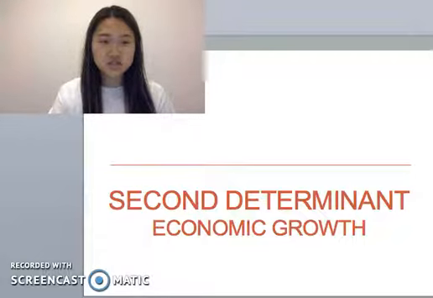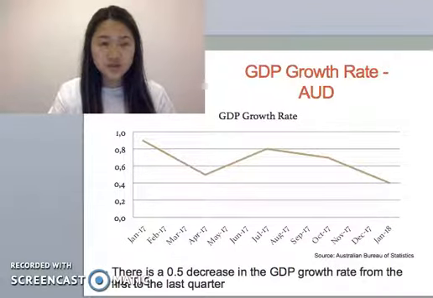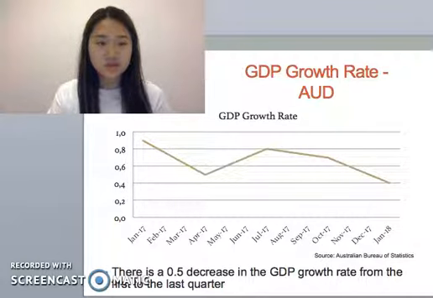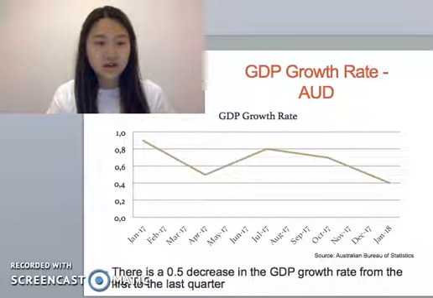Moving on to the second determinant, which is the economic growth rate. As we can see here on the graph, according to the Australian Bureau of Statistics, the GDP growth rate in 2017 is fluctuating throughout the year. It went down to 0.5% in the first quarter from 0.9%, and then it rose again to 0.8% in July, and finally it kept falling down to the lowest point, which was 0.4%. Overall, there was a loss of approximately half a point from the first quarter to the last quarter.